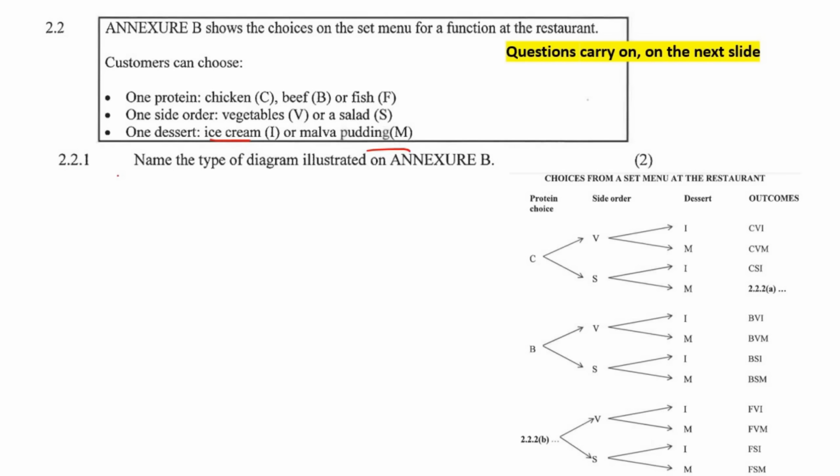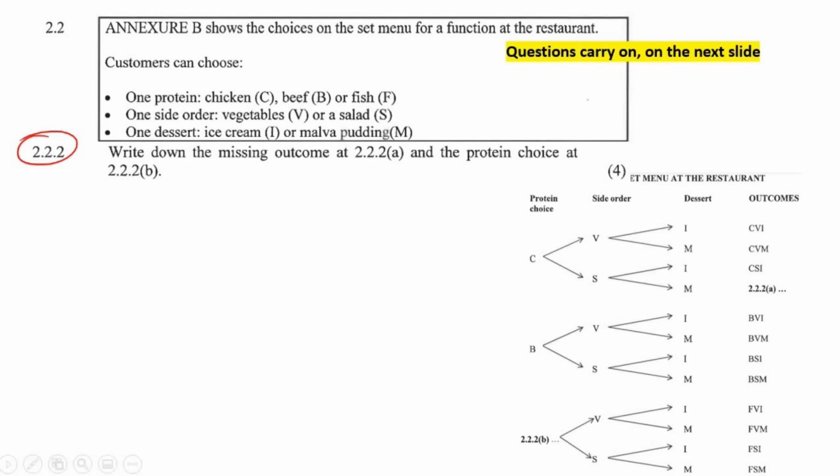It says name the type of diagram. Now, this type of diagram where they branch out like that, it's called a tree diagram. Okay, now with this question, it says write down the missing outcome of 2.2.2a, so that's over here, and the protein choice at 2.2.2b.